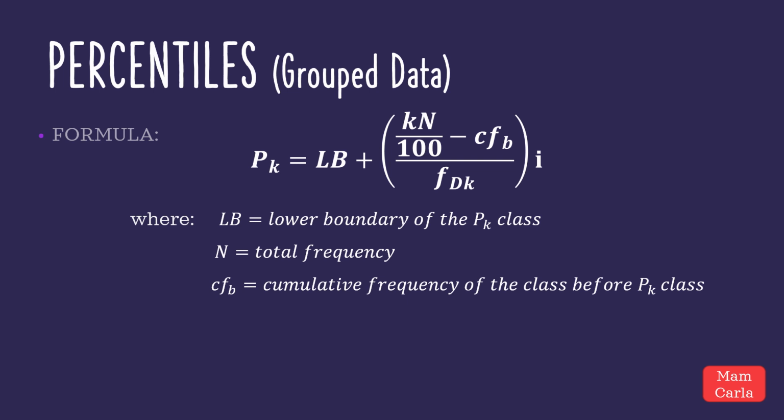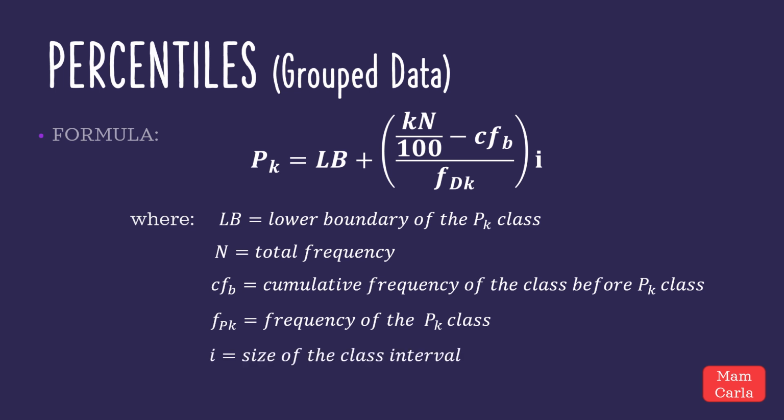CF sub b is the cumulative frequency of the class before the P sub k class, and F sub P sub k is the frequency of the P sub k class. I here is the class size, and k is the nth percentile. So k here takes the values 1, 2, 3, up to 99.